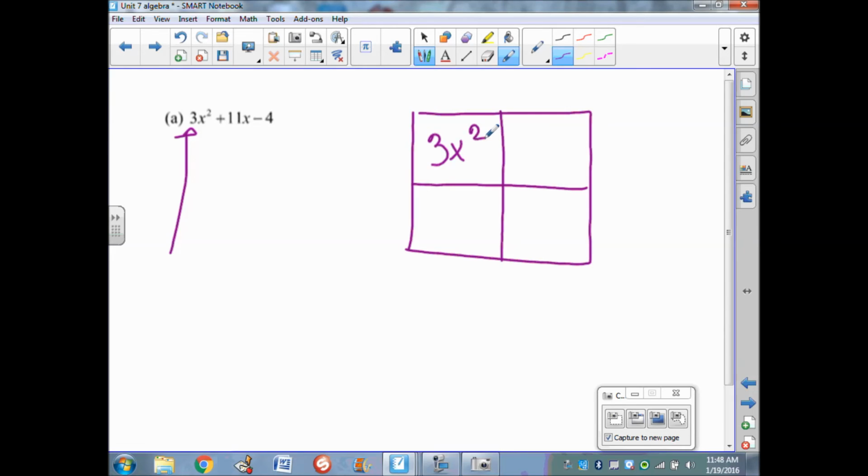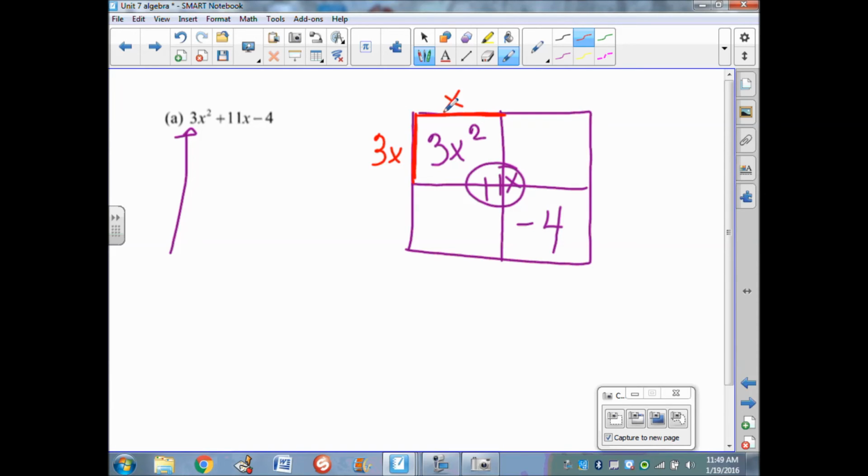Okay? Watch what I'm doing here. So I placed my first term in the upper left box, my middle term I put right in the middle, and the negative 4 I put in the lower right box. So let's play that area game. What times what would give me 3x squared? Hopefully some of you are saying 3x and x.